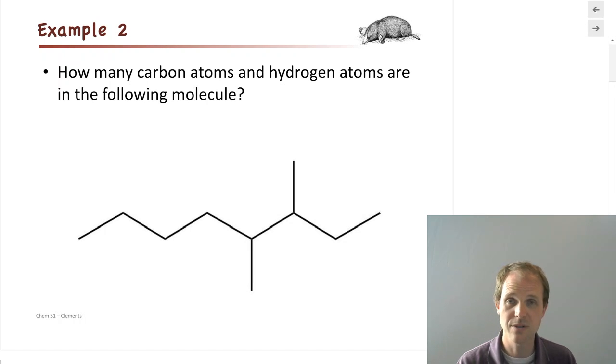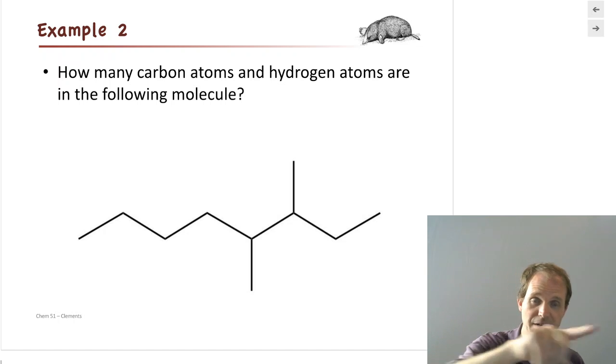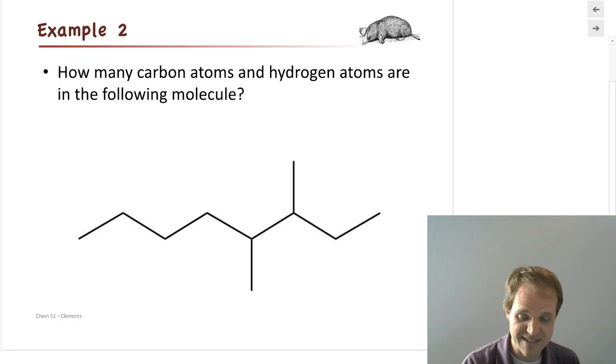So what I want you to do with me at this point, and guess what, you're going to do it on your own in just a moment, is we're going to practice counting how many carbon atoms and how many hydrogen atoms are in the following molecule. Now you'll notice this molecule is a little bit different. I don't just have up, down, up, down, up, down in the middle. I've got things sticking off of it.